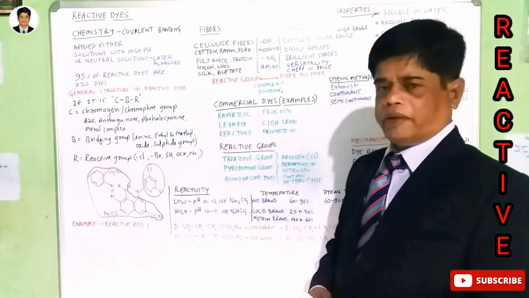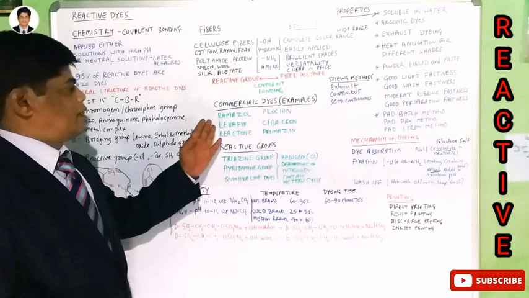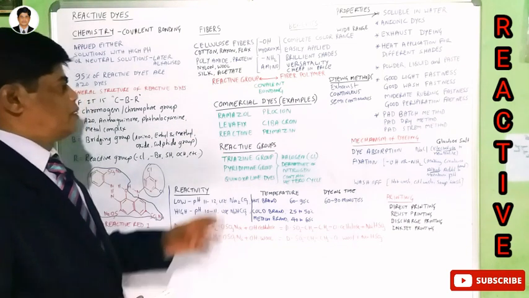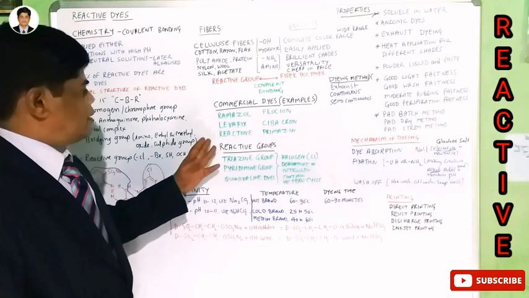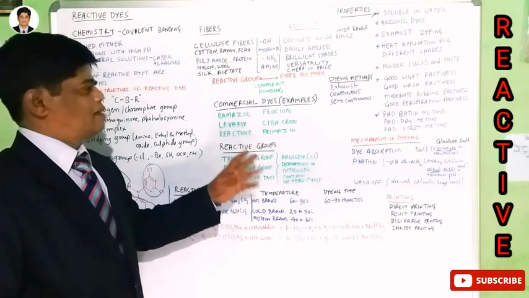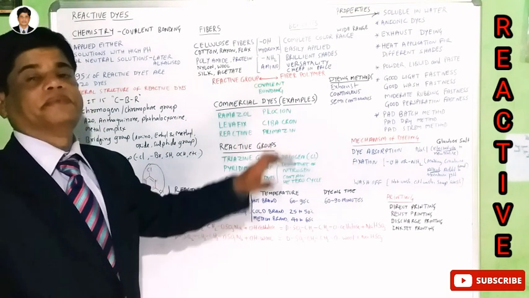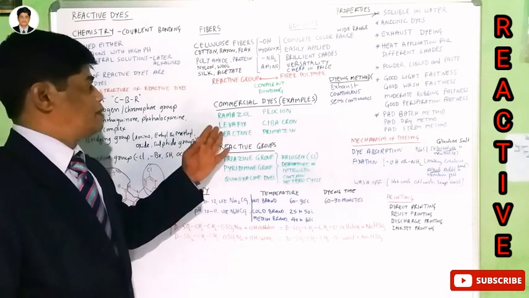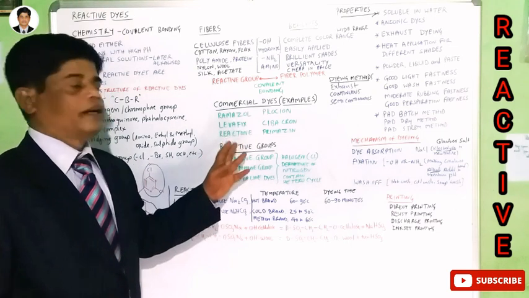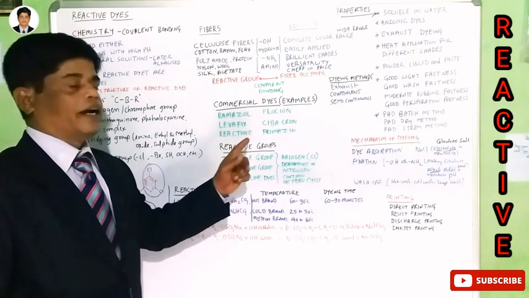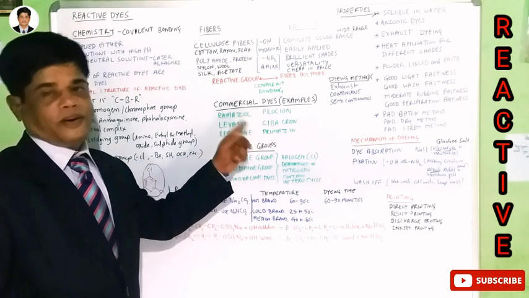And commercially, the names of commercial reactive dyes are, we can say, Remazol, Procion, Sevron, Levafix, Reactone, Primazin, like that. Still more are there. These are the commercial trade names. For example, Remazol red, blue, yellow, Levafix red, blue, Procion red. Along with the name, they are writing the color name: blue, yellow, or red.